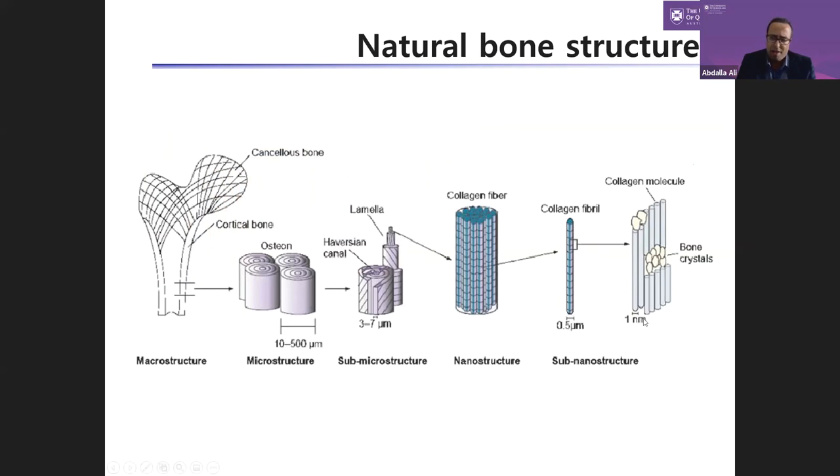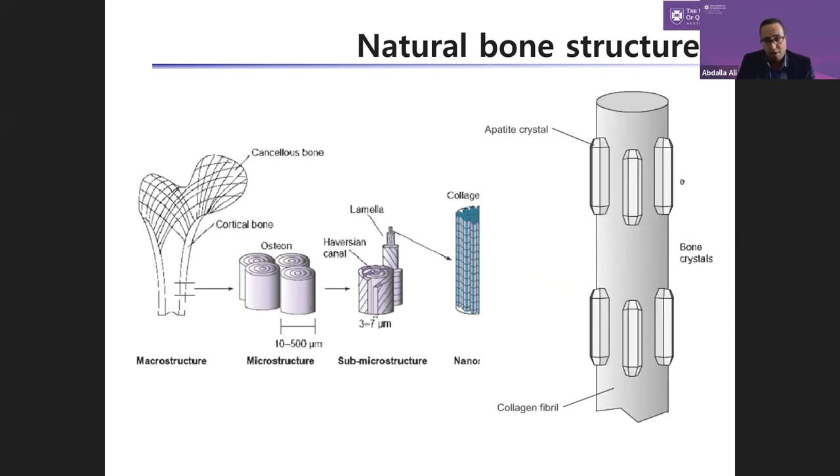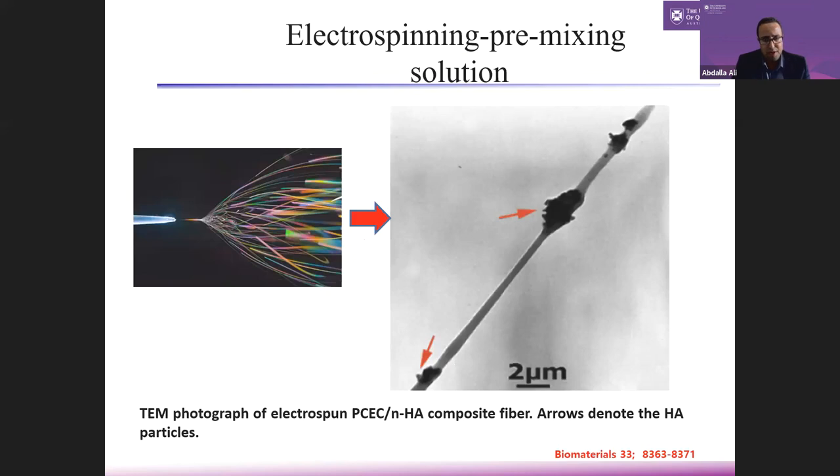very aligned arrangement of mineralized apatite-like hydroxyapatite, calcium phosphate, on each single fibril structure. Here is just a schematic showing how the collagen fibril and apatite-like plate-like structure are arranged on the surface. The inorganic materials are responsible for providing the high load bearing properties of natural bone.